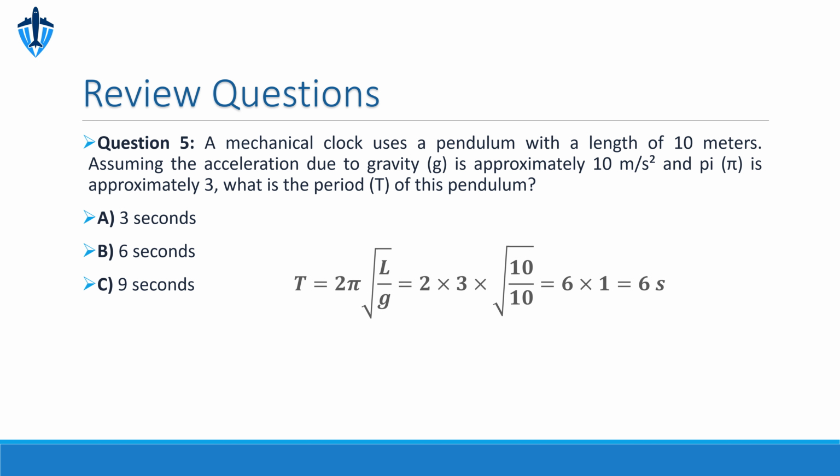Finally, multiply everything together. T equals 2 times 3 times 1. T equals 6 seconds. Based on our calculation, the period of the pendulum is 6 seconds. Therefore, the correct option is B, 6 seconds.